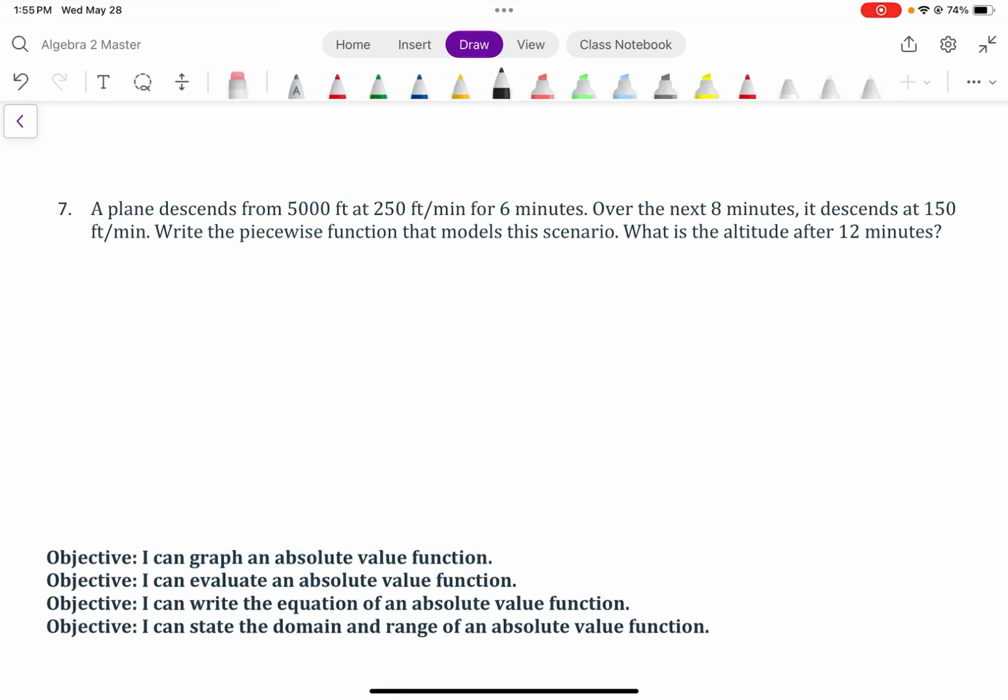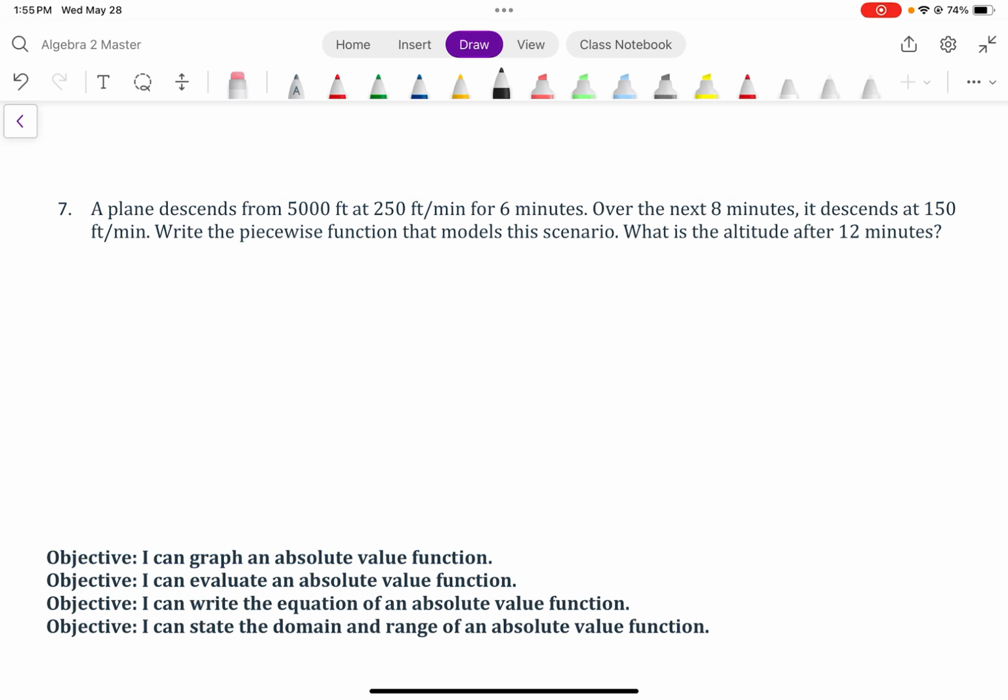In this video, we're going to go through a piecewise word problem. So it says a plane descends from 5,000 feet at 250 feet per minute for 6 minutes. Over the next 8 minutes, it descends at 150 feet per minute. Write the piecewise function that models the scenario, and then what is the altitude after 12 minutes?